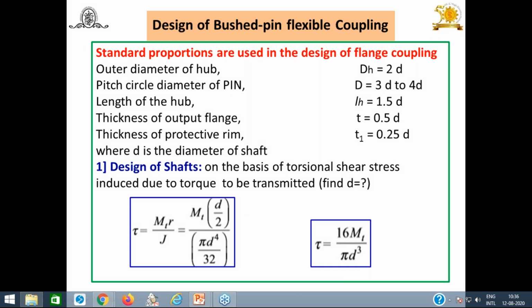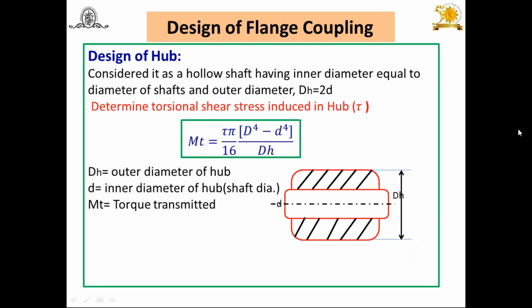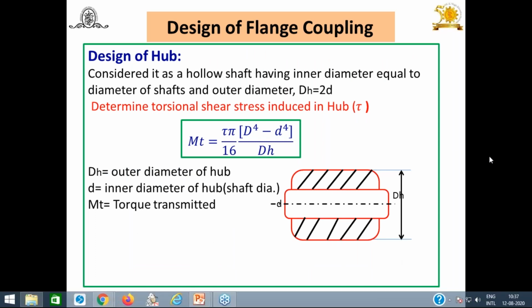Once you know the diameter, what is your next step? Use standard empirical relations to find out DH, capital D, LH, T, and T1. This is step number 1, the design of the shaft.